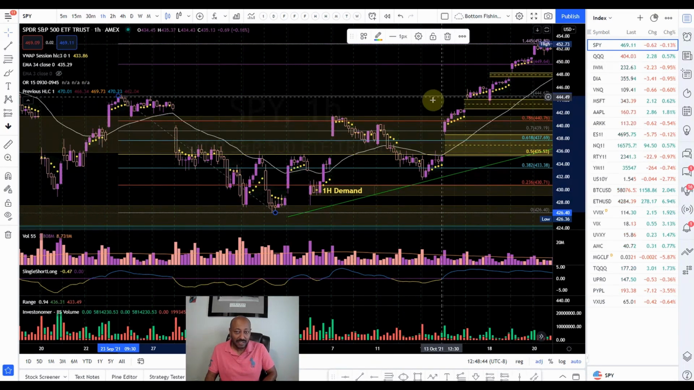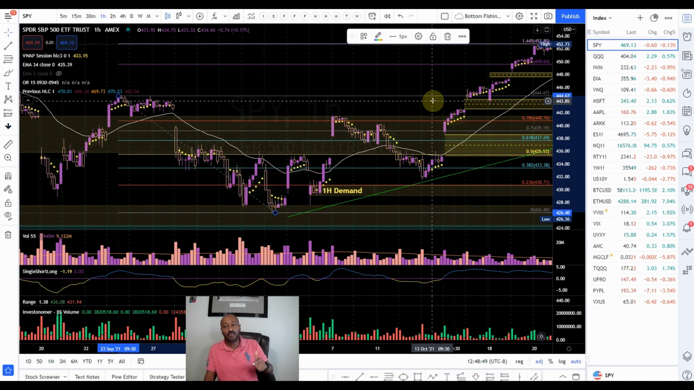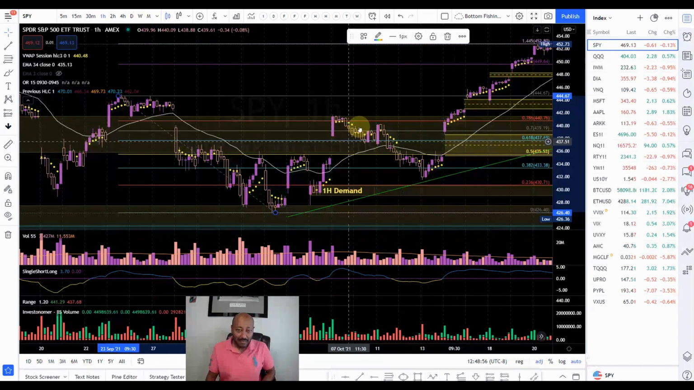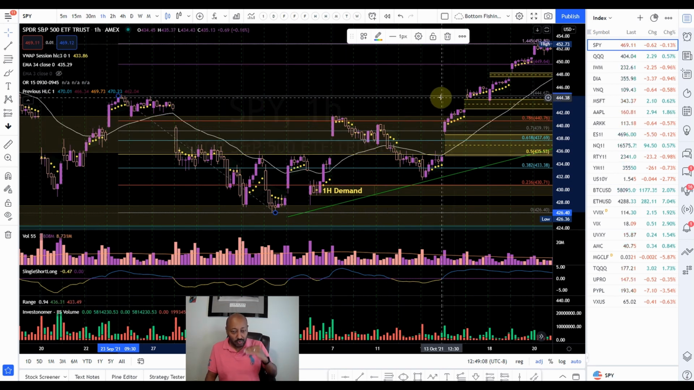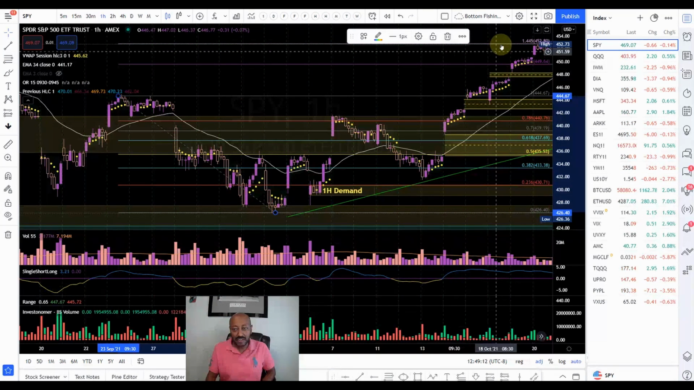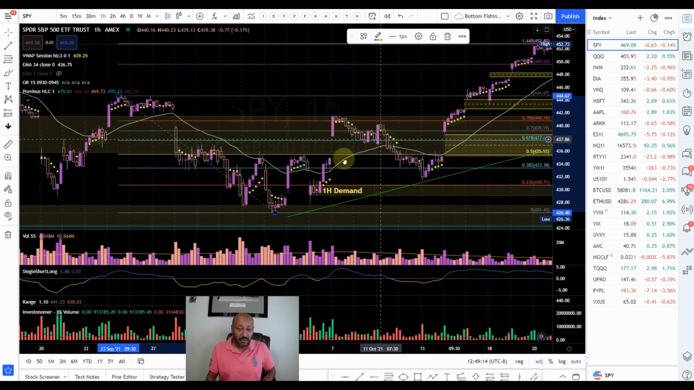Those are my targets. 100 is 1, 1272 is 2, 1445 is 3, 1618 is 4. Those are my targets. And my stop doesn't move until I hit target 1. When I hit target 1, my stop moves to entry. And then every target that I move, my stop moves to the previous target. Because I don't want to give back gains, so I just keep moving my stops.